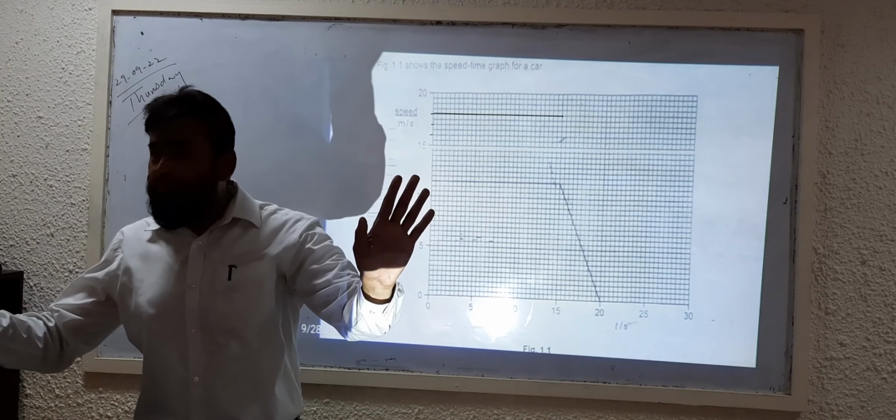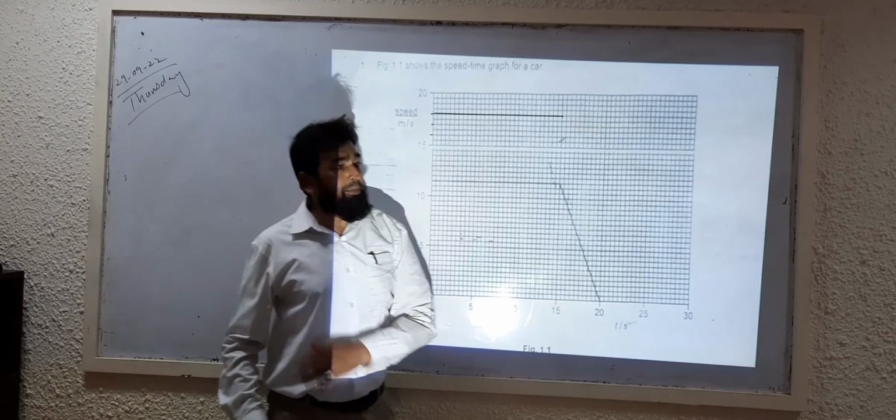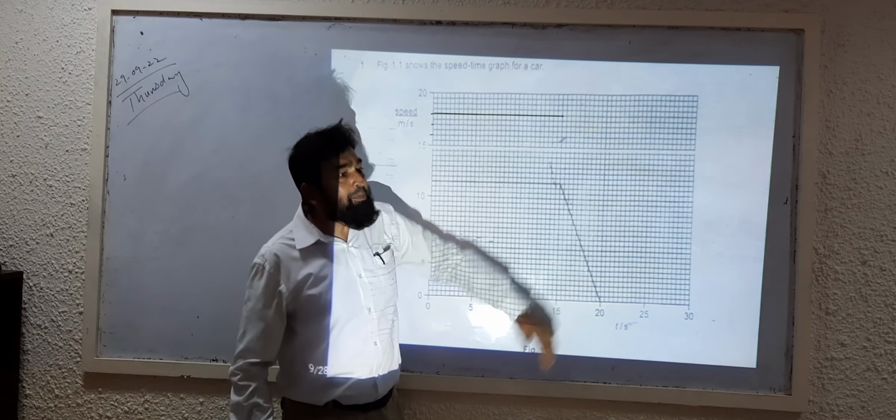Is this okay? Are you getting this? It means I have to draw a line parallel to this line. That line must be parallel to this line.